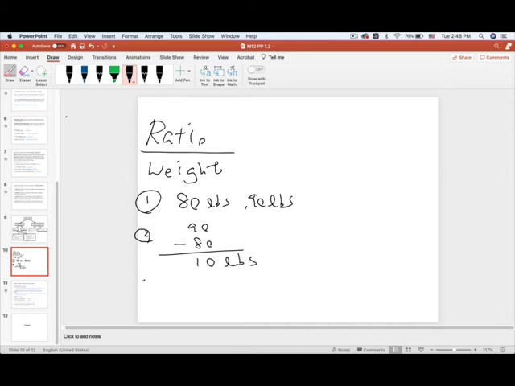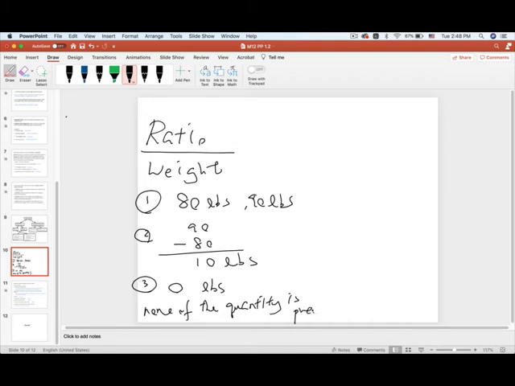Okay. Number 3, they have a natural zero. I have the 0 pounds in here. And the 0 pounds means none of the quantity is present. Okay, keep in mind that the natural zero means none of the quantity is present. So 0 pounds means there's no weight at all. Okay, so this is called the ratio.